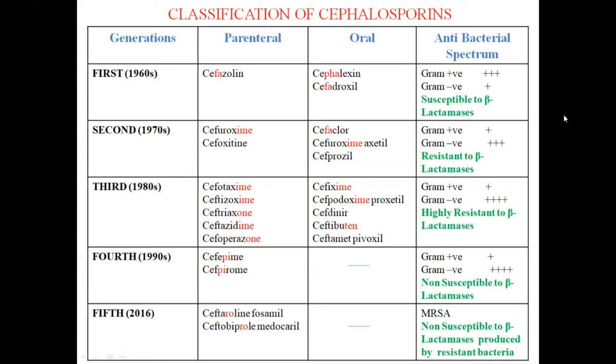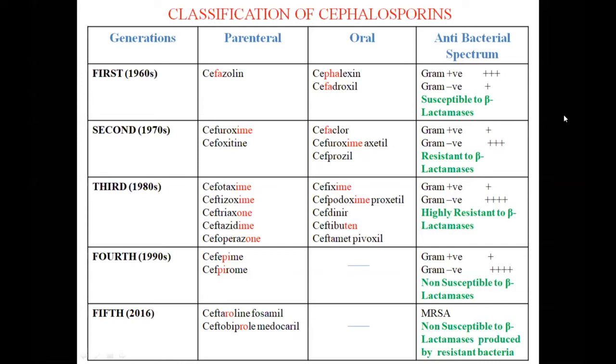Then coming to the 3rd generation cephalosporins, I have marked in red. They have drugs with IME, ONE, that is IME, ONE and 10. You can remember. For the 3rd generation parenteral preparations, we have cefotaxime, ceftriaxone, ceftazidime and cefoperazone. Then oral preparations, we have cefixime, cefpodoxime proxetil, cefdinir, ceftibuten, cefditoren pivoxil. So these are the 3rd generation cephalosporins, and all contain either IME, ONE or 10. So you can remember this way.